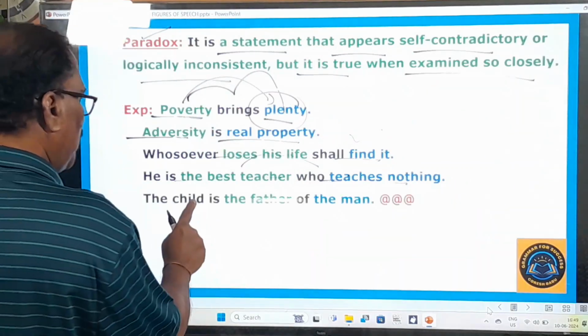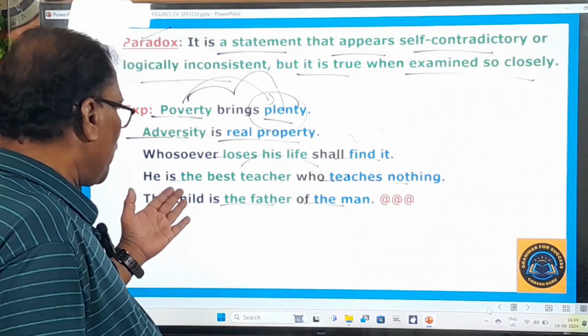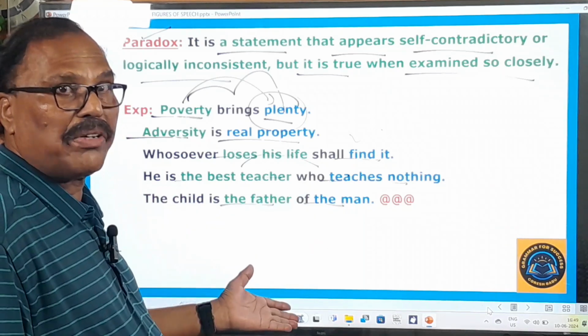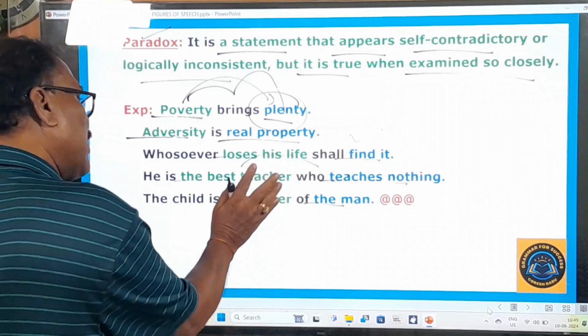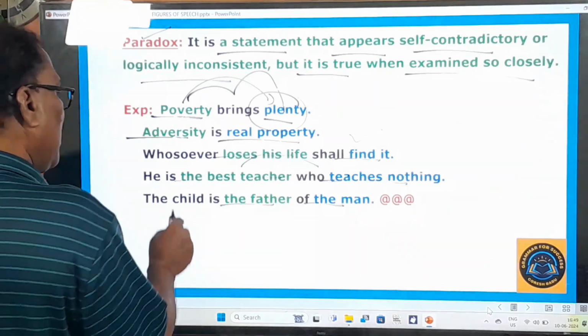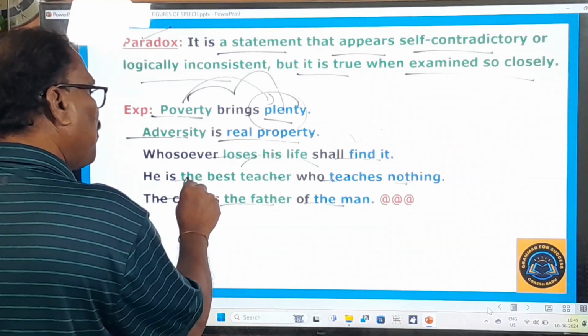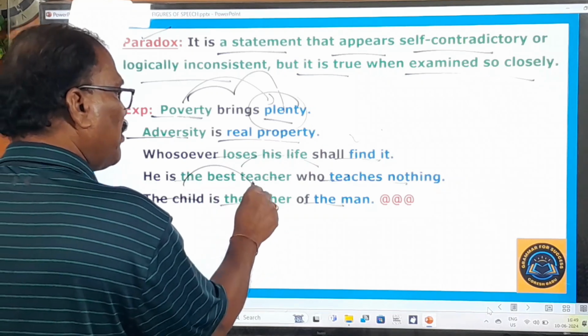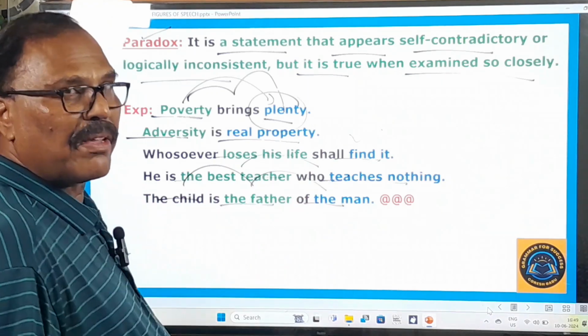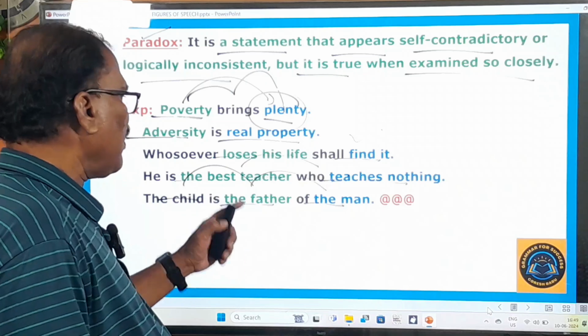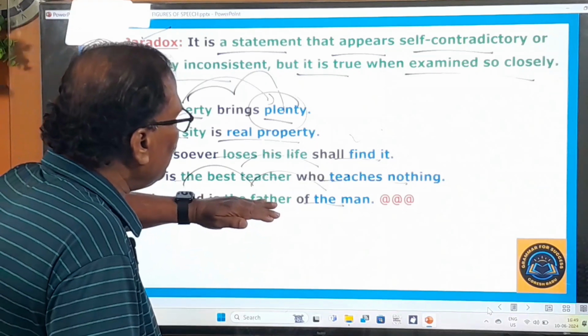Right. The child is the father of the man. How can it be possible? But if you look at this sentence very closely, yes, the child will become a father after he becomes the man. When he becomes a man, he becomes the father. So here it conveys some meaning.